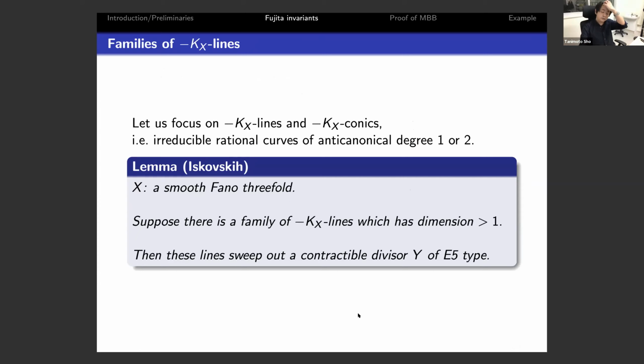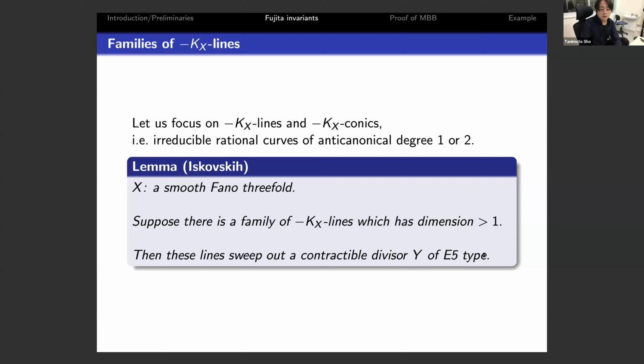So I'd like to give an application of this. Let me focus on minus KX lines and minus KX conics, that is, rational curves of anti-canonical degree 1 or 2. Let X be a smooth Fano threefold, and suppose there is a family of minus KX lines with dimension strictly greater than 1. The expected dimension of minus KX lines is 1, so the assumption says the dimension of the family is strictly greater than the expected dimension. Then these lines sweep out a contractible divisor Y of E5 type.